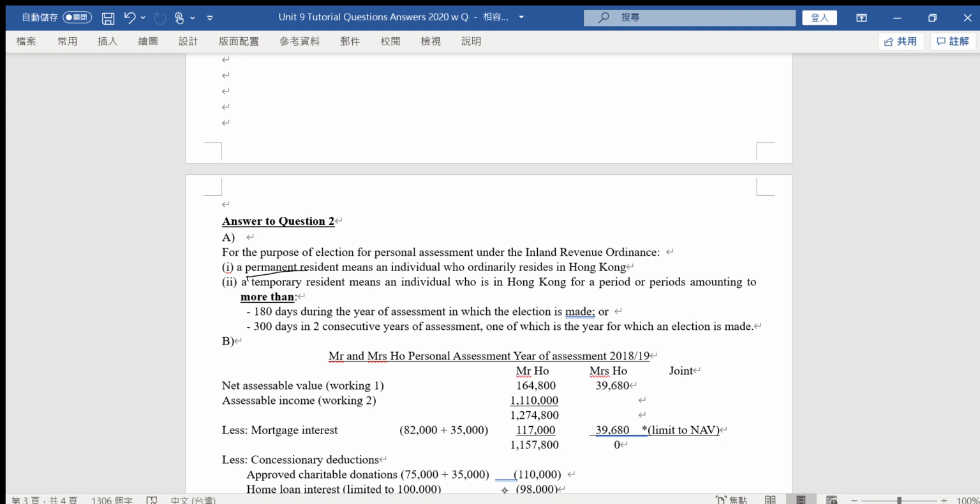The second part will be the temporary. Okay, a temporary resident means an individual who is in Hong Kong for a period amounting to more than 180 days during the year of assessment in which the election is made, or 300 days in 2 consecutive years, one of which is the year for which an election is being made. Okay, that will be the discussion of the first part's answer.